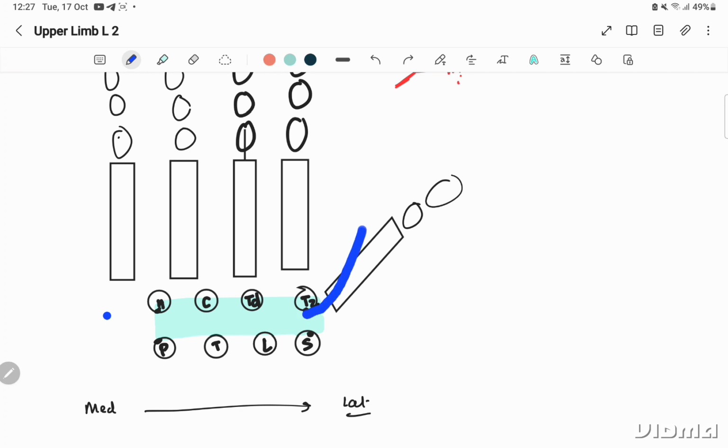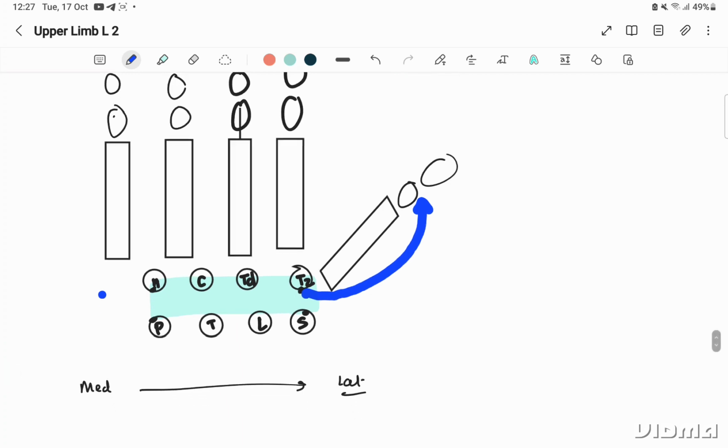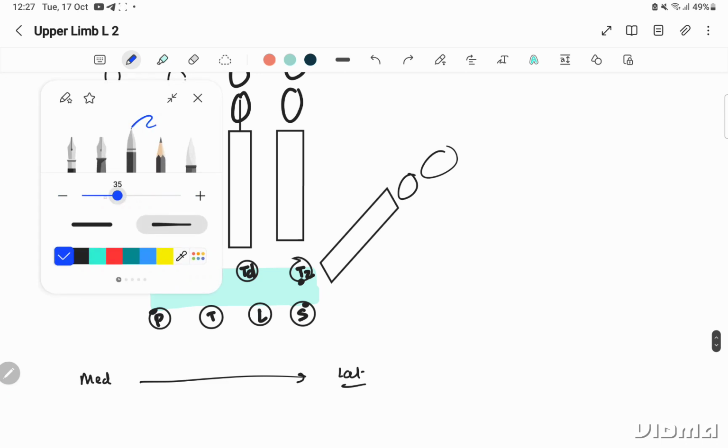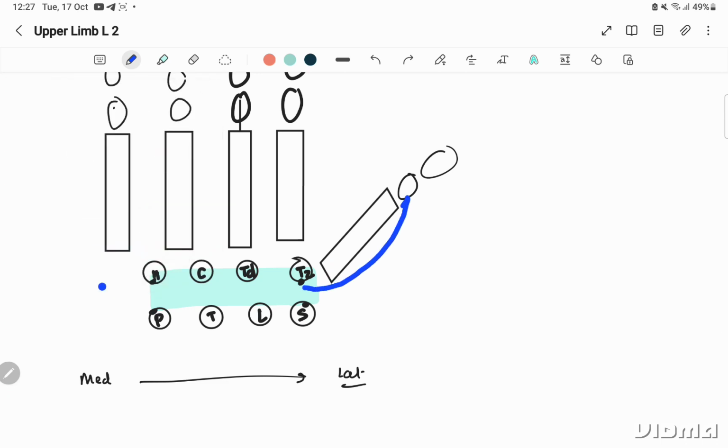Okay, so it goes to the metacarpal of the thumb, this one. Then we have the flexor pollicis brevis, which also starts here and goes this way, but it is present a bit laterally, and the opponens pollicis just starts and ends in the base of the metacarpal of the thumb. Okay, so let me label these all.